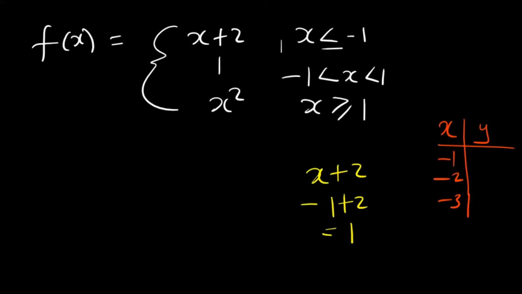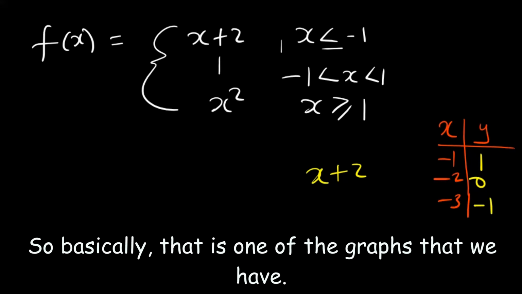So it gives me a 1. So I'm going to put the 1 there. Now if I put a negative 2 here, negative 2 plus 2, that will give me a 0. If I put a negative 3 here, negative 3 plus 2, I'm going to have a negative 1. So basically, that is one of the graphs that we have.